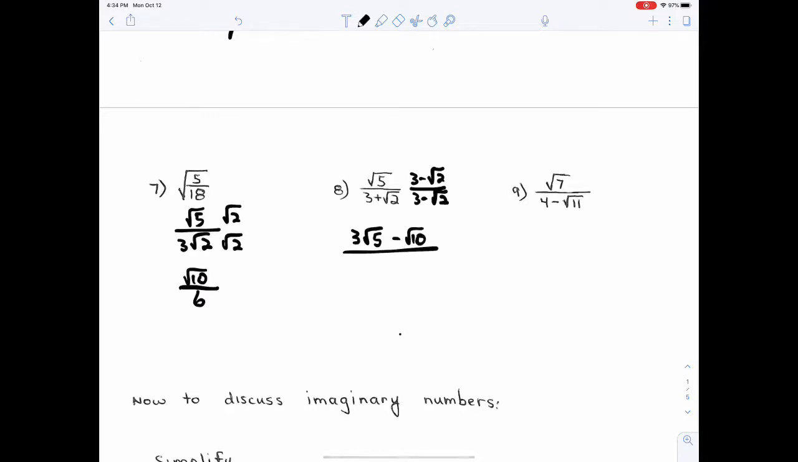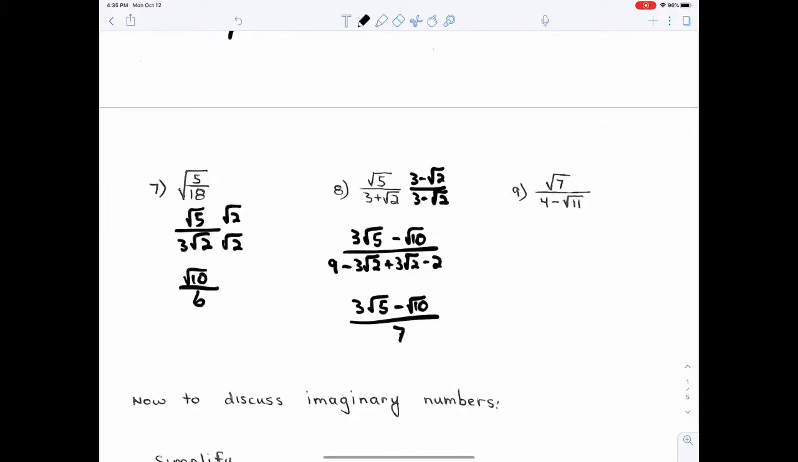Then on the bottom, we'll distribute. 3 times 3 is 9. 3 times negative square root of 2 is negative 3 square root of 2. Then square root of 2 times 3, it's just the distributive property, plus 3 square root of 2. And then minus 2. And notice what happens. These two things don't cancel, by the way. They subtract. So we get 3 square root of 5 minus square root of 10 all over 7.